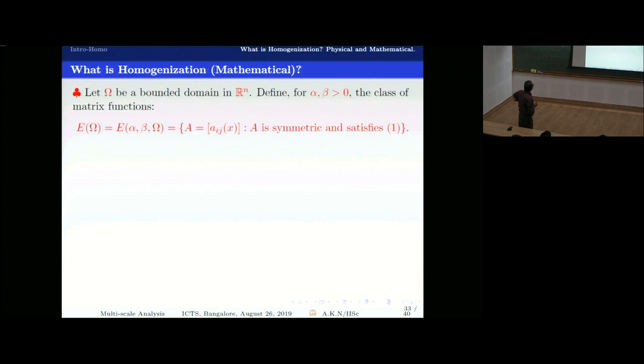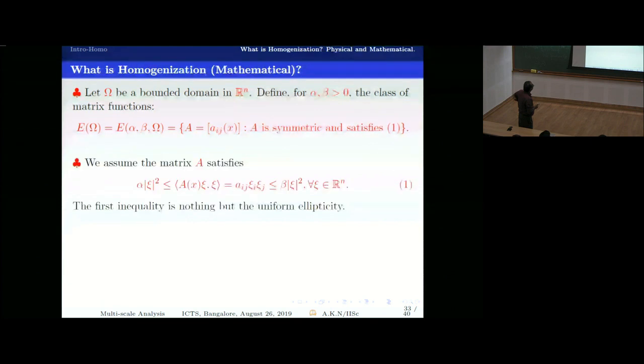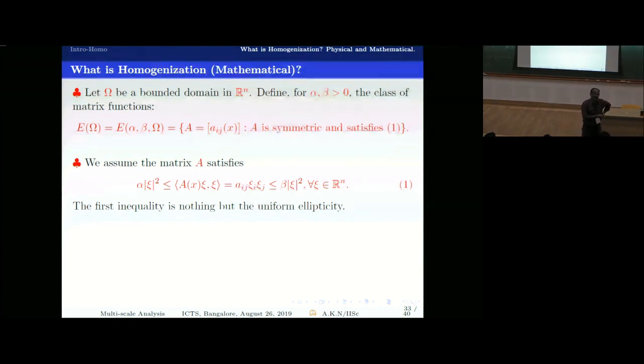You have a space in which you consider all matrices which are symmetric and satisfy one condition. The matrix entries are functions. Symmetric means A_ij equals A_ji, and it satisfies this bound with constants alpha and beta. This property is called ellipticity, and this is called the L infinity boundedness. Only then do you call it a positive elliptic problem. If this is not satisfied, your differential equation is a degenerate elliptic equation, where the sign can change, and you may have an issue of existence.